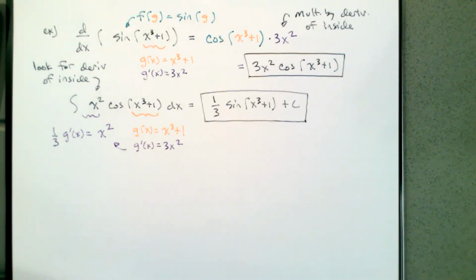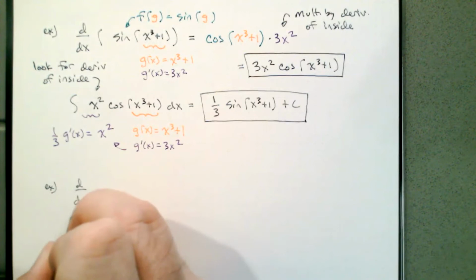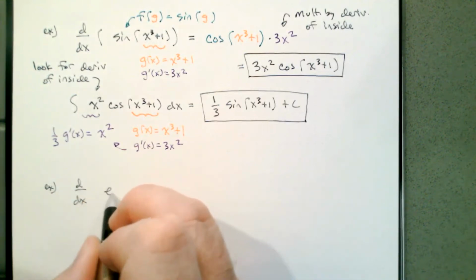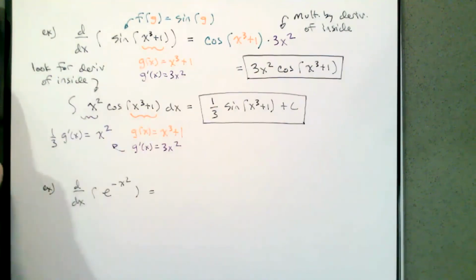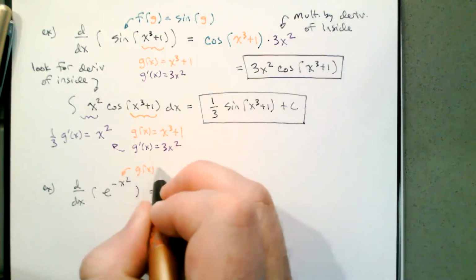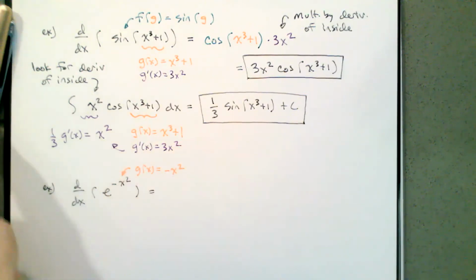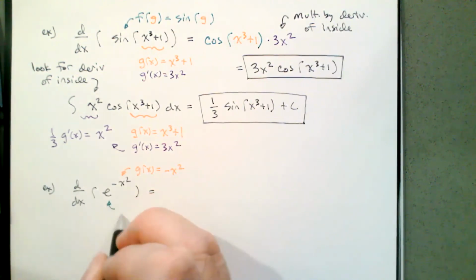So these are the things that we're looking for. We're looking for the derivative of the inside so that we can use substitution. That derivative of the inside is what makes substitution go. For example, we know the derivative of, let's say, e to the minus x squared. In this case, our inside function is minus x squared, and it's sitting in an outside function of e to the x.